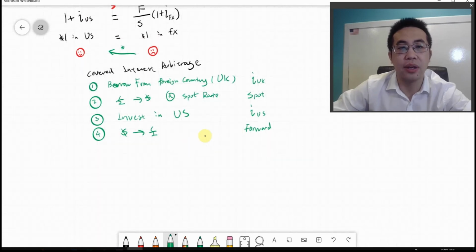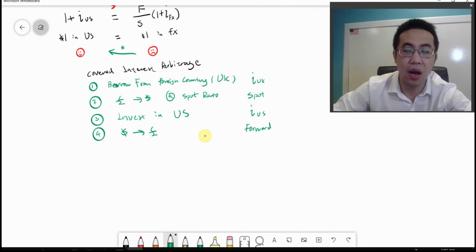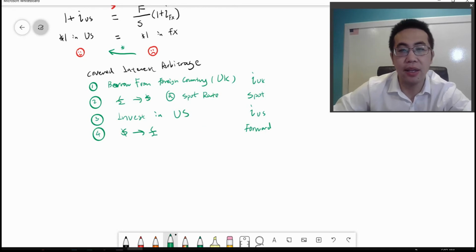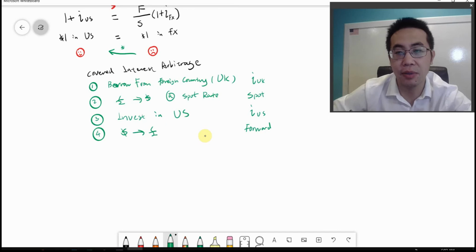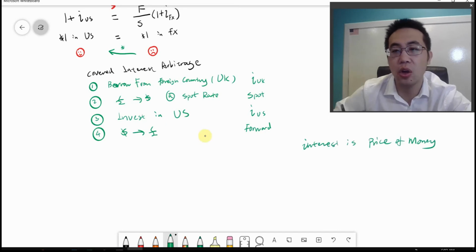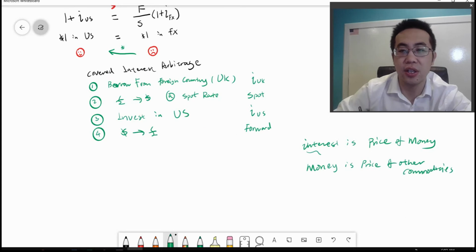If you keep borrowing, what would happen to the interest rate? Think about that. Borrowing is a demand of financial services, a demand of money. In your money and banking class or your macroeconomics class, we know that interest is the price of money. We use money to express the price of other commodities, and the interest is the price of money.